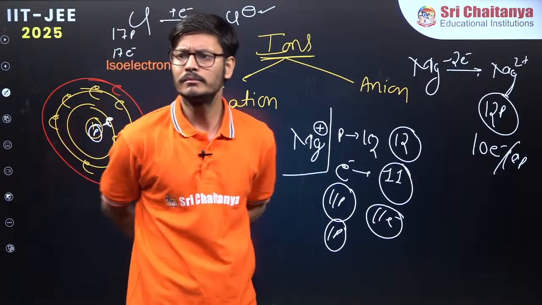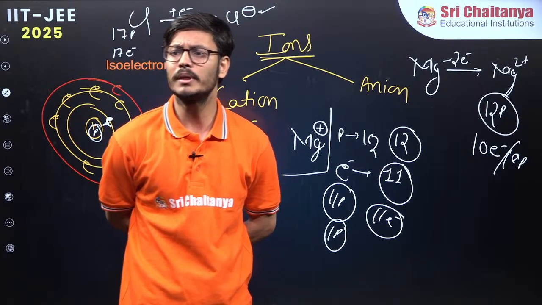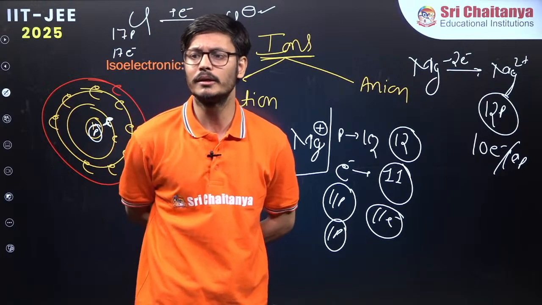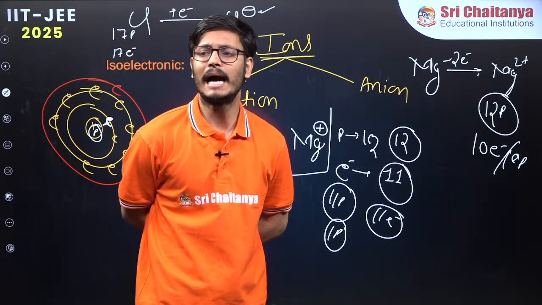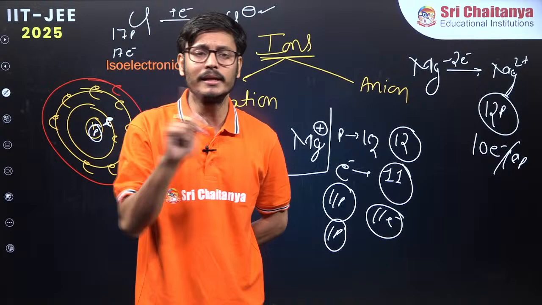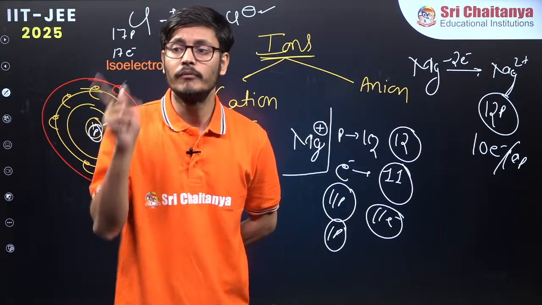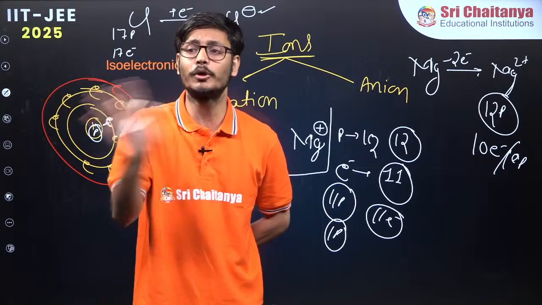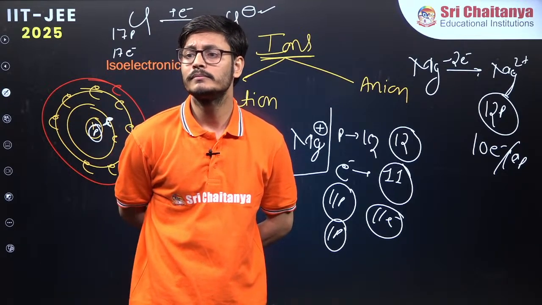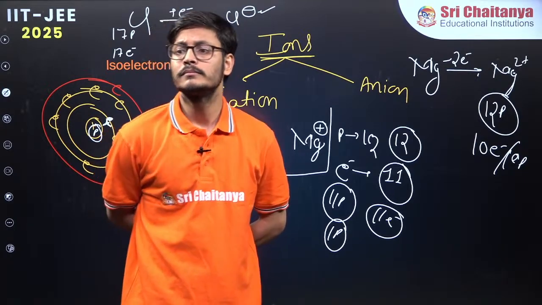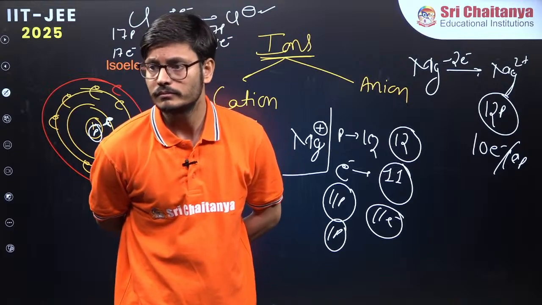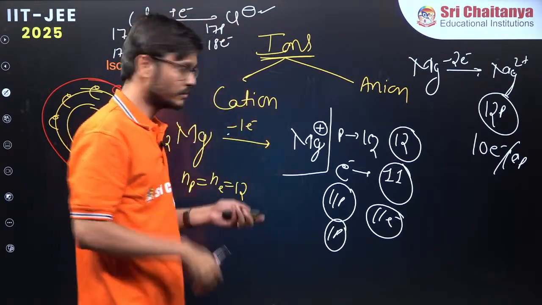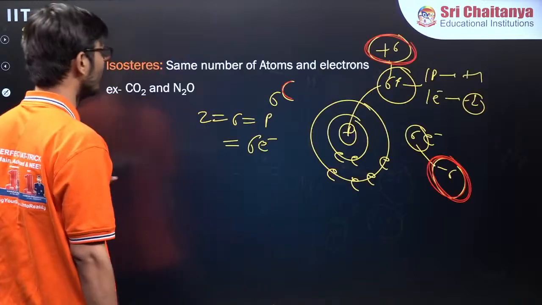Is it clear to everyone? Is this concept of ion clear? Cation and anion, just give me a thumbs up quickly. We are not doing anything with the proton. We are either removing electrons or adding electrons. Is it clear to everyone? Okay, great. Now, coming to this.